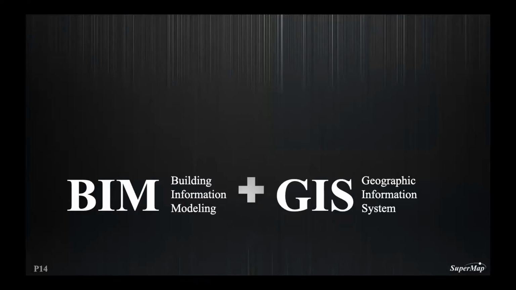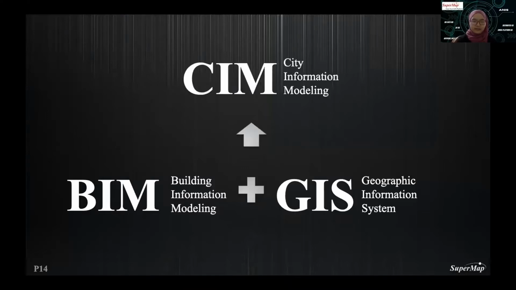So BIM and GIS can play a greater role at the city level. Let us imagine this. Buildings are cells of a city, and then BIM and GIS can manage the cells as well as the environment around the cells and various connection networks to make up the CIM. CIM stands for City Information Modeling.